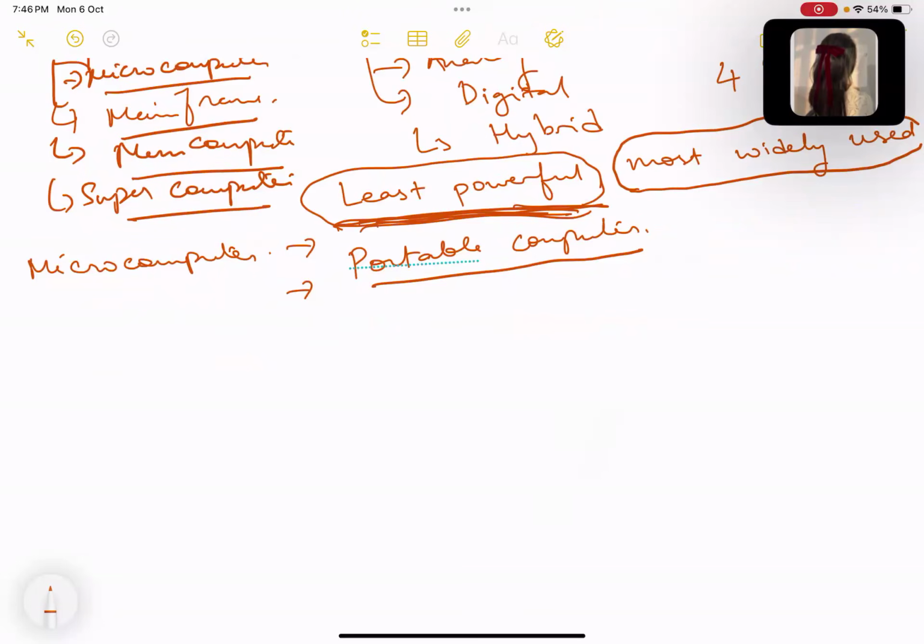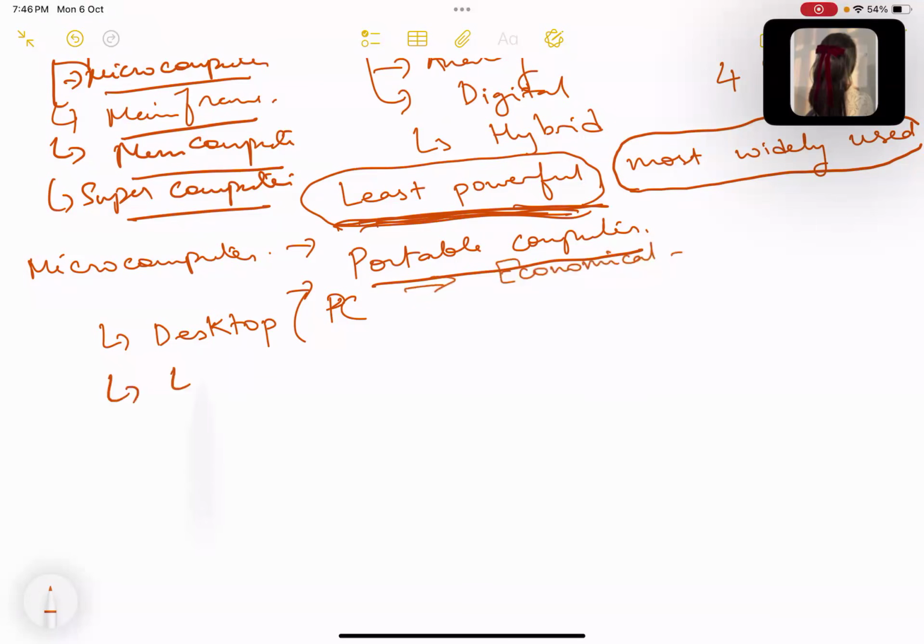So within the microcomputers, we have the desktop, right? Also known as the PC. In today's world, the PC is also not very often used. Most of the time, we all use only our laptops, right? So one good thing is that this is economical, compared to other computers.